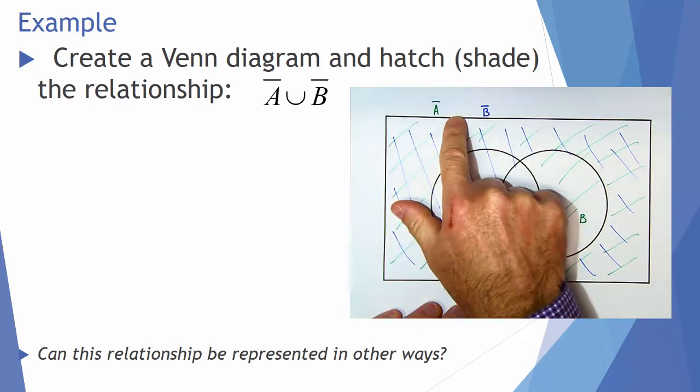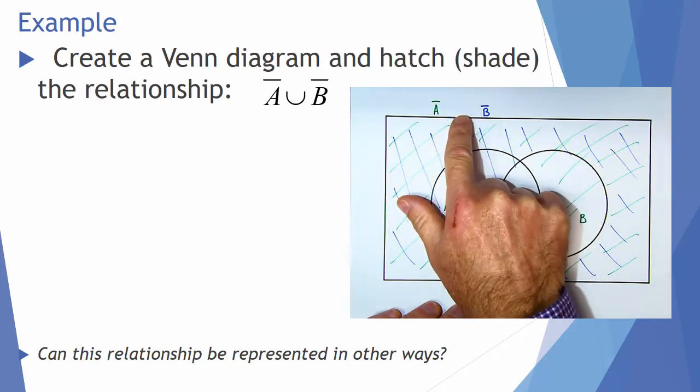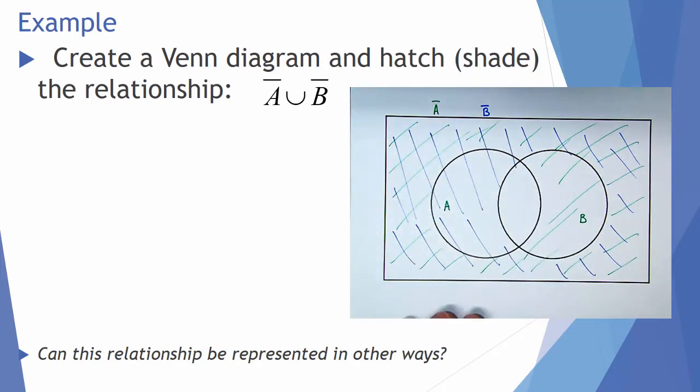So the union of these two sets will be all the elements that are outside of B joined with all the elements that are outside of A. That is to say, everything that is green joined with everything that's blue. And I'll do that more carefully.